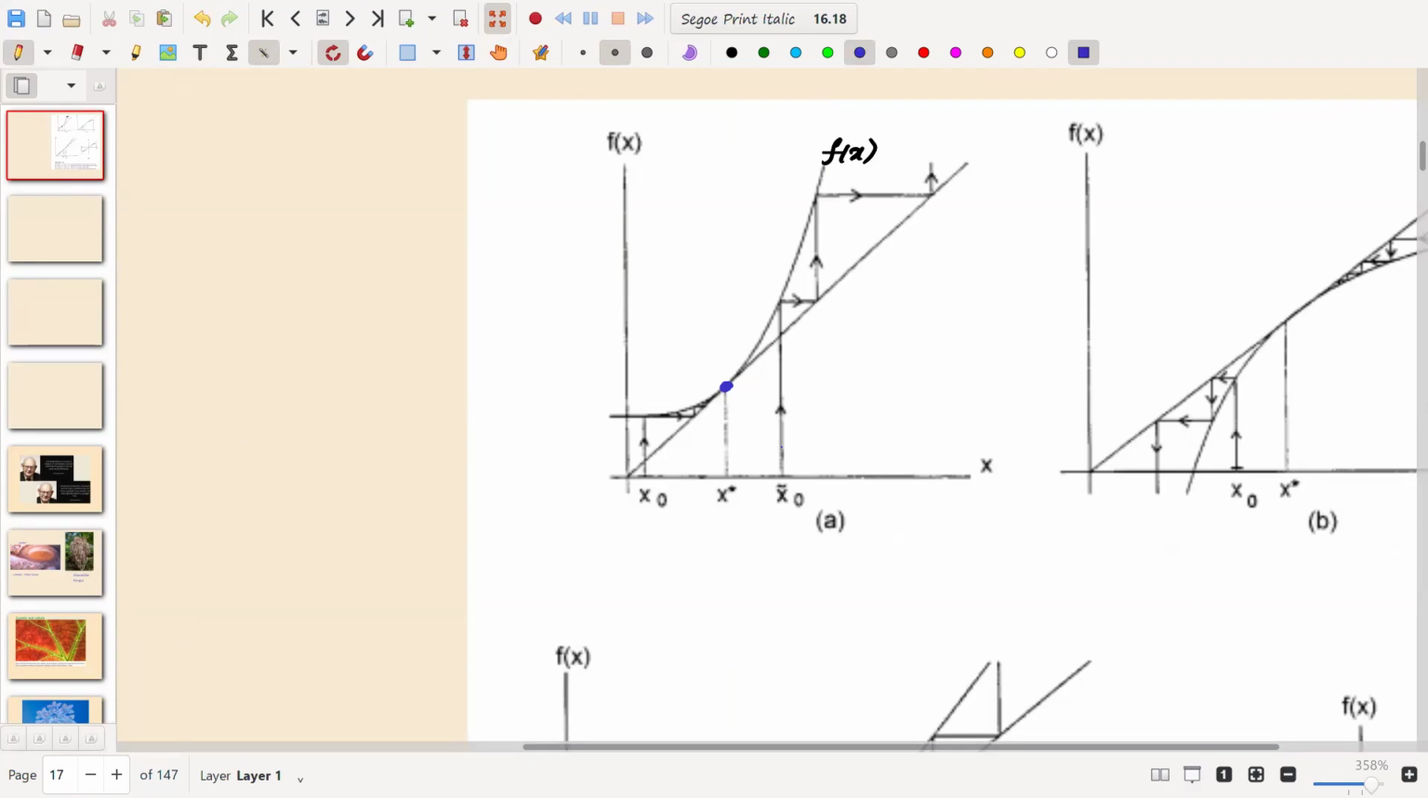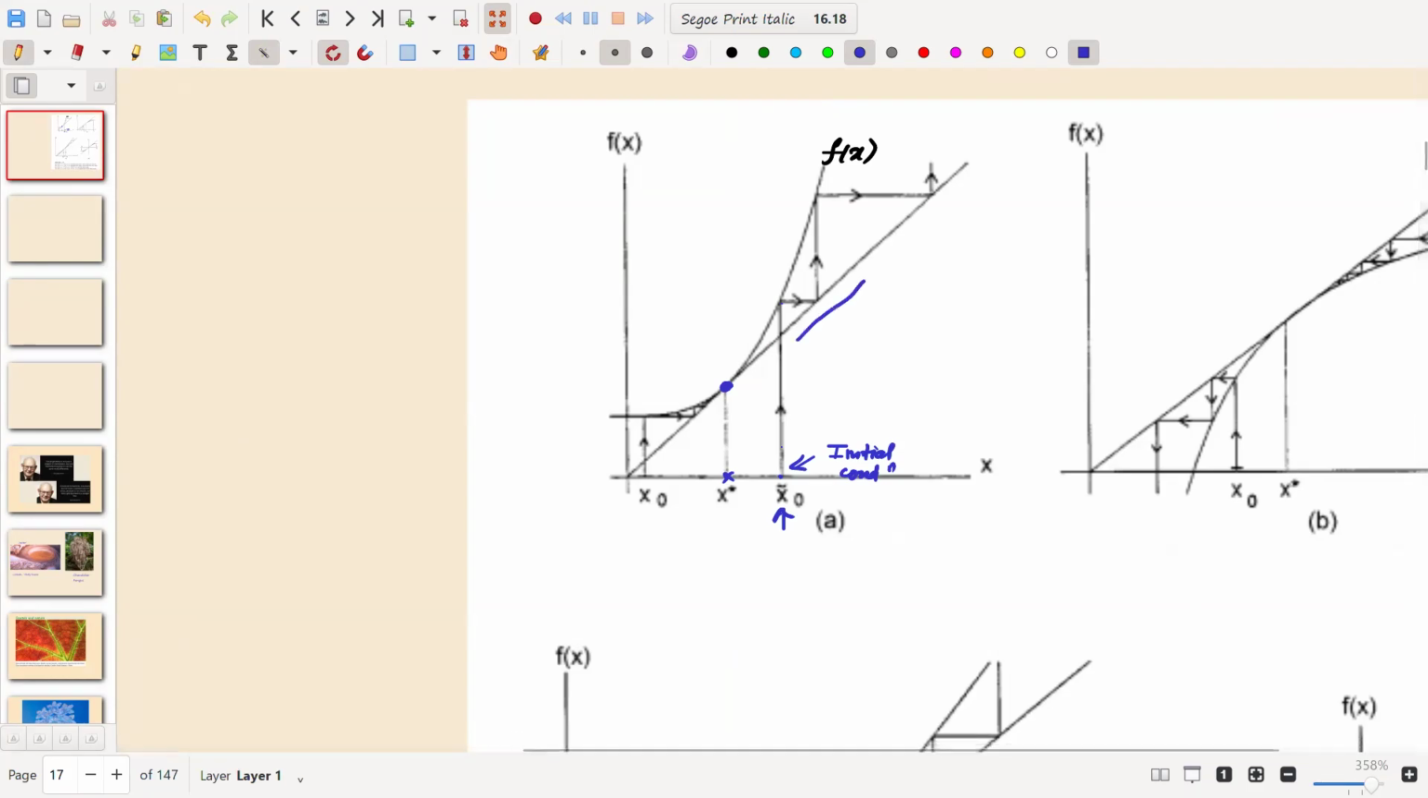You take an initial condition. If you take an initial condition on the right of the fixed point, you see the cobweb is going away from the fixed point on this side. Agree? Yes.